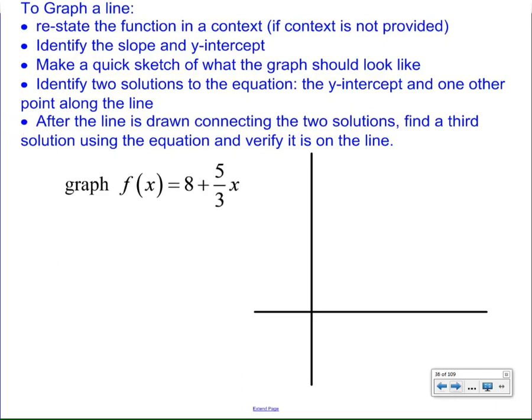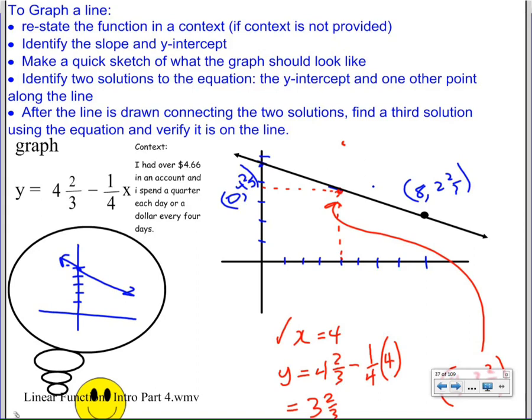This is what it would look like in the aggregate if you put all the pieces together. Starting with the equation, I invent a context. I had over $4 2/3 in an account. I spent a quarter every day, or $1 every 4 days. So I have a context.